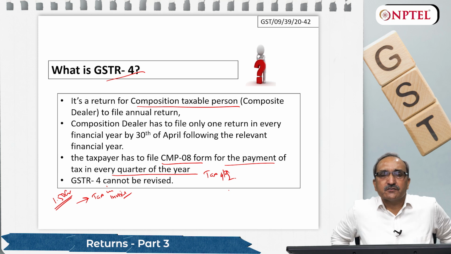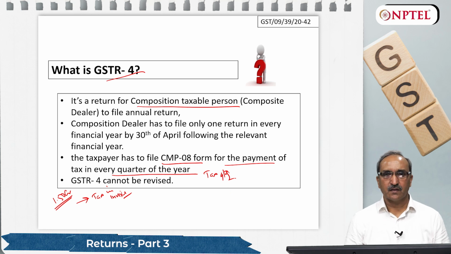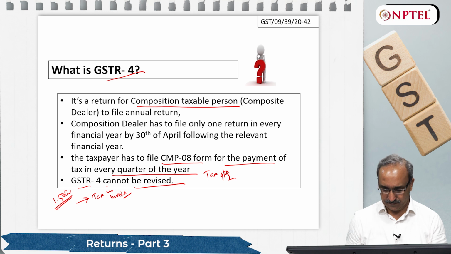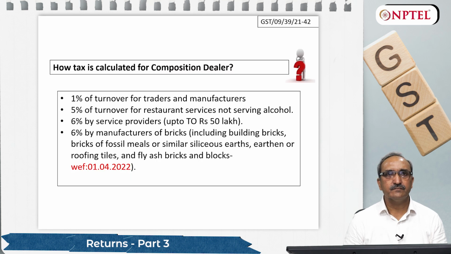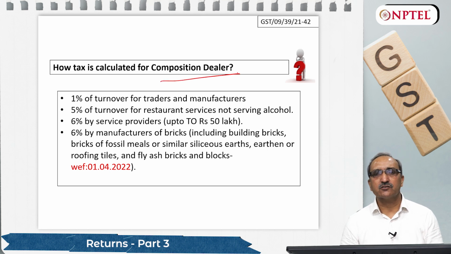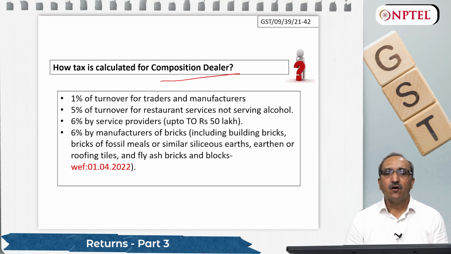This is for small traders having turnover less than 1.5 crore. This return cannot be revised. Whatever you want to do, it will be during assessment by the department. So for composition dealers, those having small businesses up to turnover of 1.5 crore if dealing in goods or 50 lakhs in case of services.